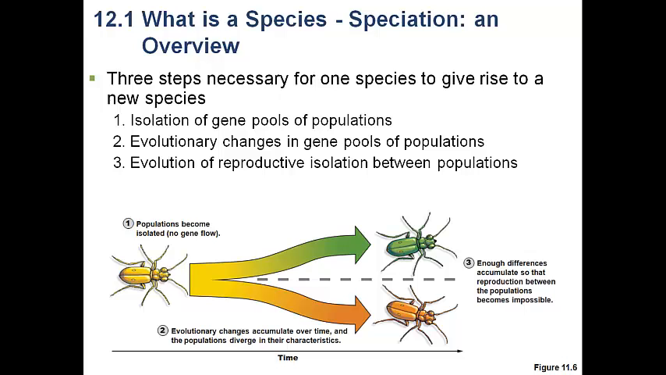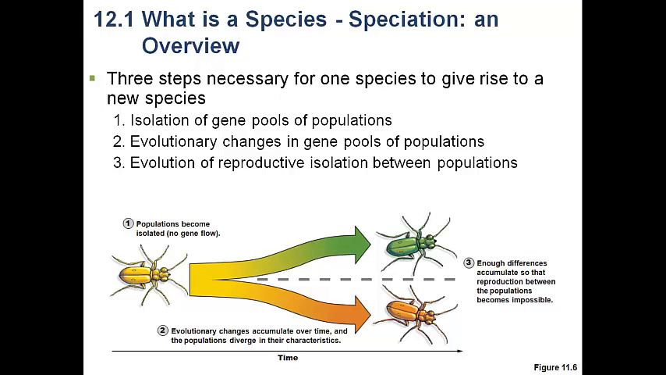We have to have isolation of the gene pools of the populations, and then we have to have changes in the gene pools, and then we have eventually reproductive isolation between the populations. And at that point, we'd all agree as scientists that these two groups of organisms are different species. Interestingly, isolation of gene pools can take place for different reasons, and we'll talk about some of these in just a few moments.